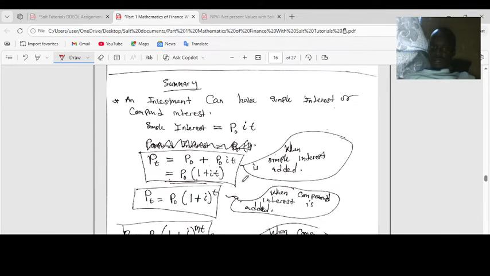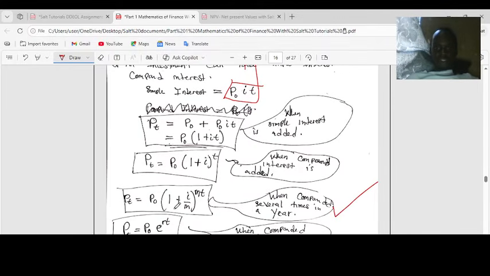So this is our summary here. Simple interest is calculated in this manner: PO multiplied by I multiplied by time. And then the future value for simple interest is PO times 1 plus IT when interest is added. But when compound interest is added, PT becomes PO times 1 plus I power T. When compounded several times, it changes to M times T, I over M.